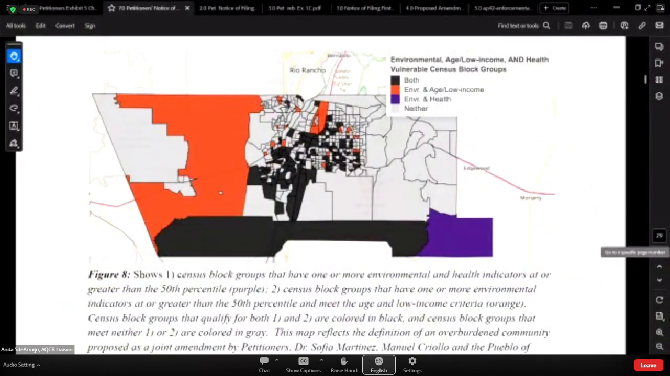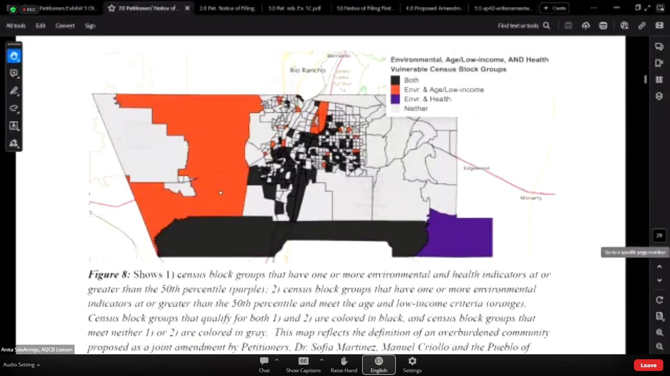So if we could pull up figure 8, I just wanted to clarify an earlier point when I believe I misspoke when I said that it was only the census tracts that were colored in black that were going to be identified as overburdened communities under the revision. It's actually all those colored in orange, purple, and black. So I just want to clarify that. So looking at figure 8, the black is basically areas where both of the alternatives would each apply, correct?